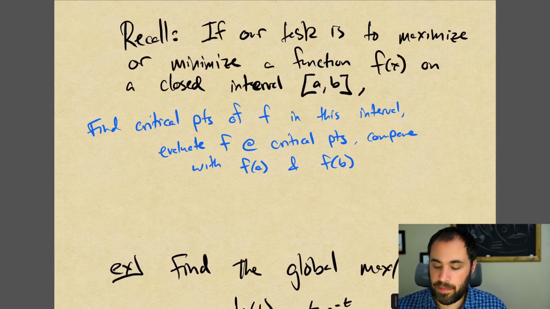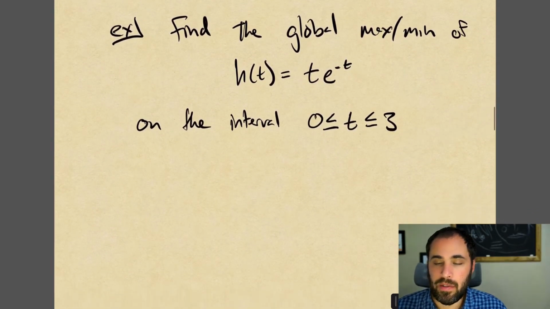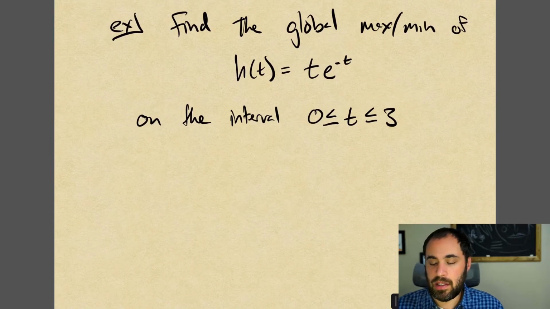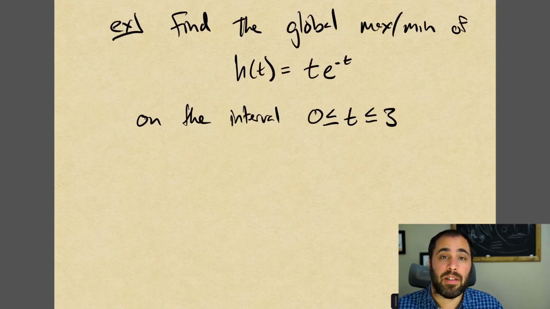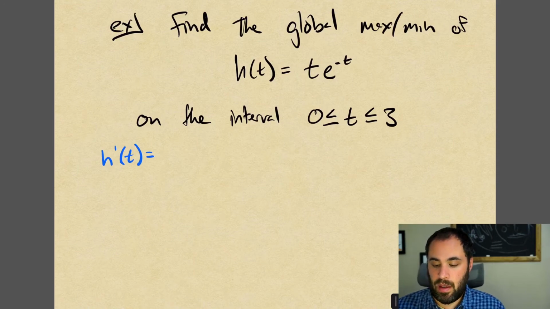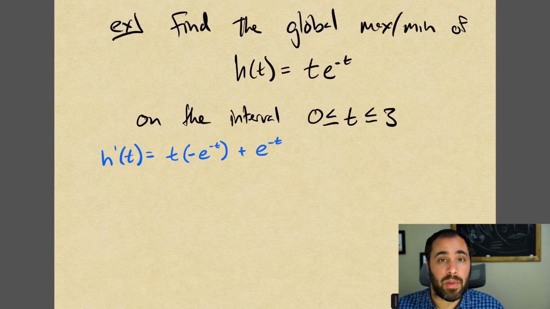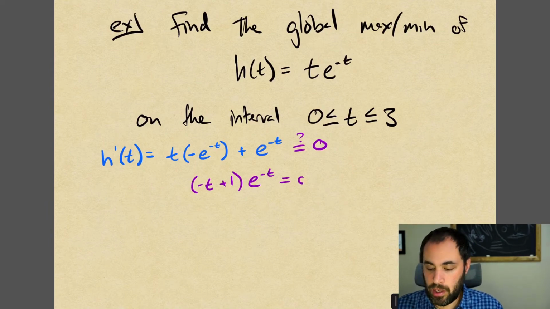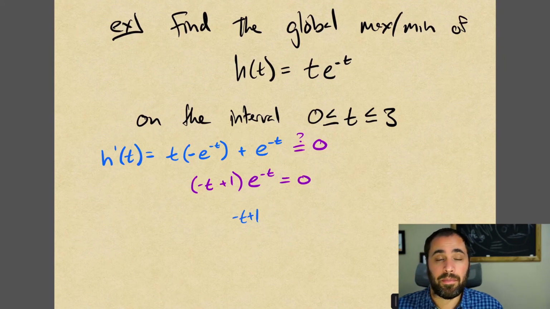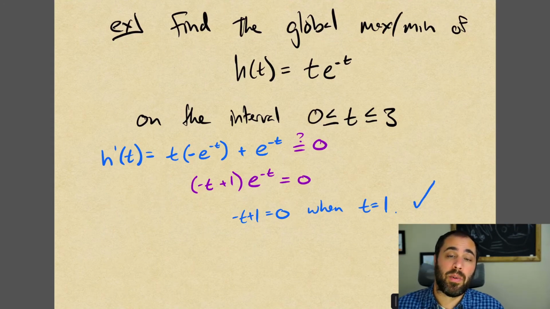So let's try an example. This function here, h of t, is t times e to the minus t on the interval 0 to 3. And the less than or equal signs here tell us we're including the endpoints. So this is a closed interval. We'll take the derivative. We'll set it equal to 0 so we can find the critical points. And we see there's a critical point when t is equal to 1. And that's in the interval from 0 to 3, so it's worth checking.